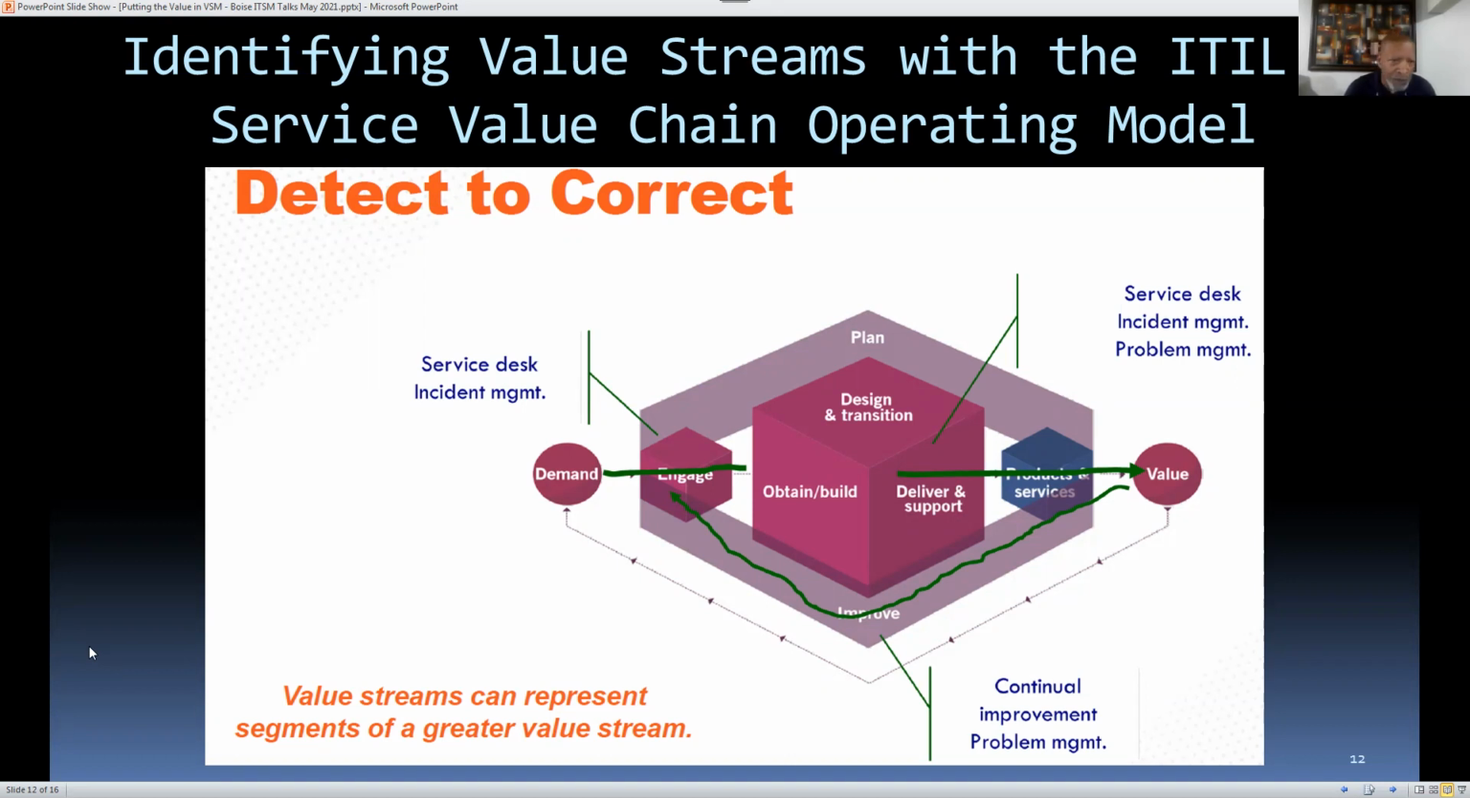And let's not forget, when I say engage and I light up service desk and incident management, as soon as you say service desk and incident management, you just woke up other flows or other activities or other value streams. So you gotta love the comment that value streams can represent segments of a greater value stream.